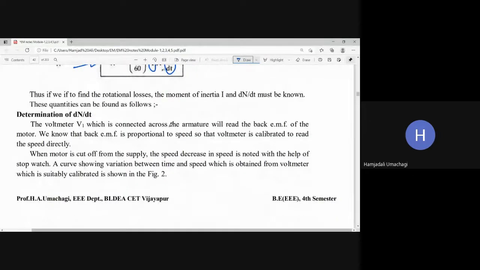Here, the voltmeter V1, which is connected across the armature, will read the back EMF of the motor. We know that back EMF is proportional to the speed, so that voltmeter is calibrated to read the speed directly. So here, the type of motor is what? It is a DC shunt motor, and what is the back EMF speed equation? N is directly proportional to what? Proportional to EB by phi. And for the DC shunt motor, flux is constant. If flux is constant, then back EMF is directly proportional to what? Speed. EB is directly proportional to speed.